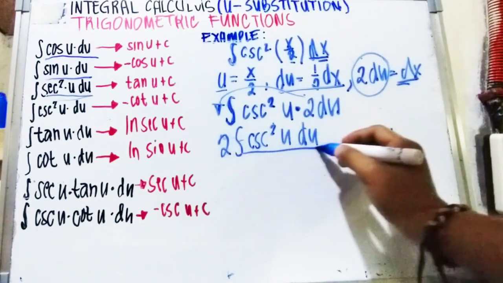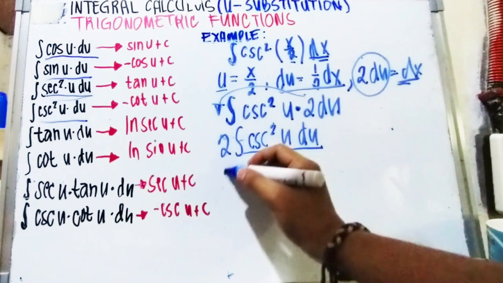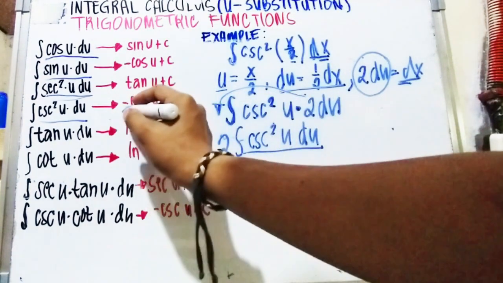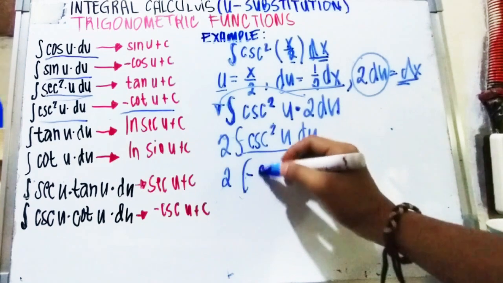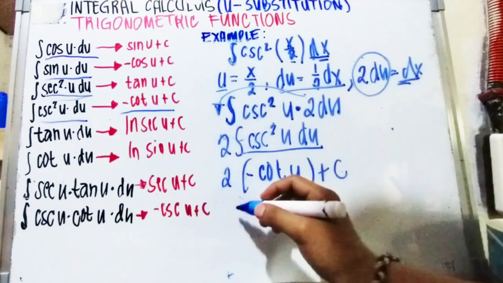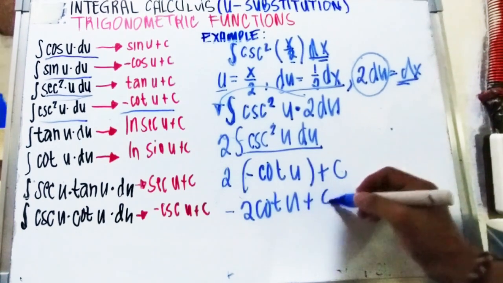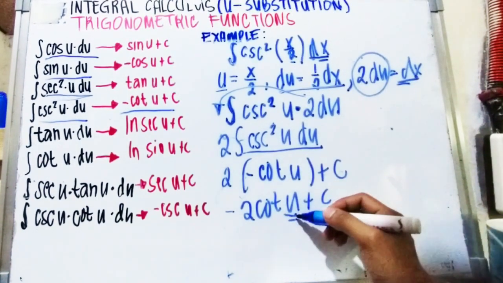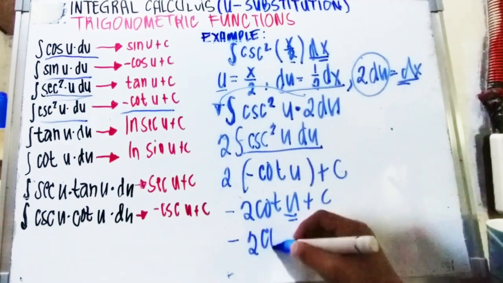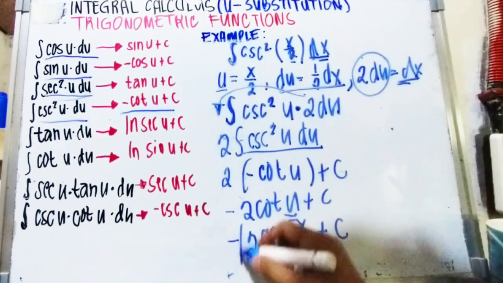Again, notice that our function is the same as this one. Therefore, the integral of cosecant squared u du is negative cot u plus c. Evaluating, magiging negative 2 cot u plus c, and replacing again the value for our u, which is u is equals to x over 2, magiging negative 2 cotangent x over 2 plus c.